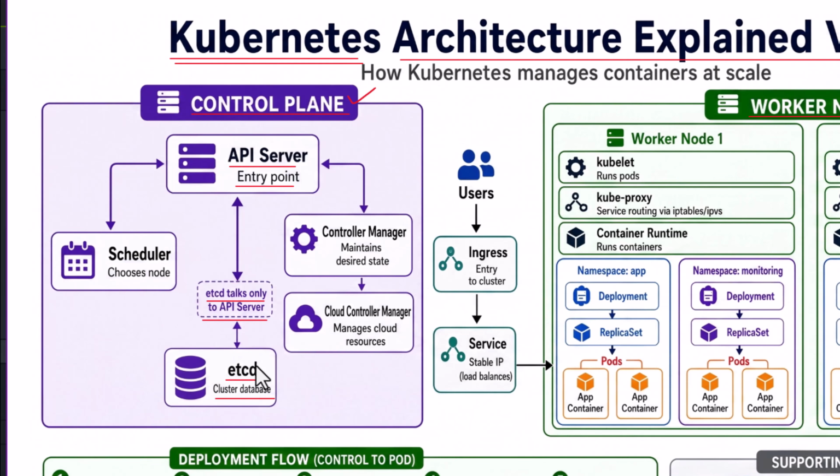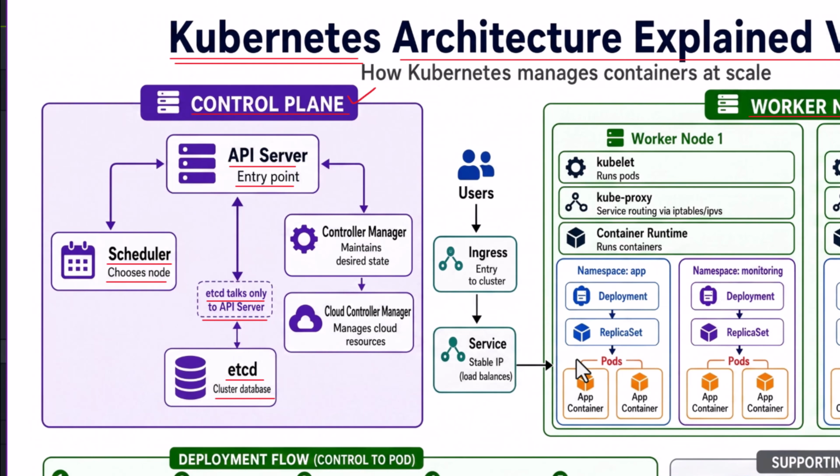The next component is the scheduler. The scheduler chooses the best worker node to run a pod. A pod is the smallest deployable unit in Kubernetes. A pod usually contains one application container, but it can contain more than one container in special cases.